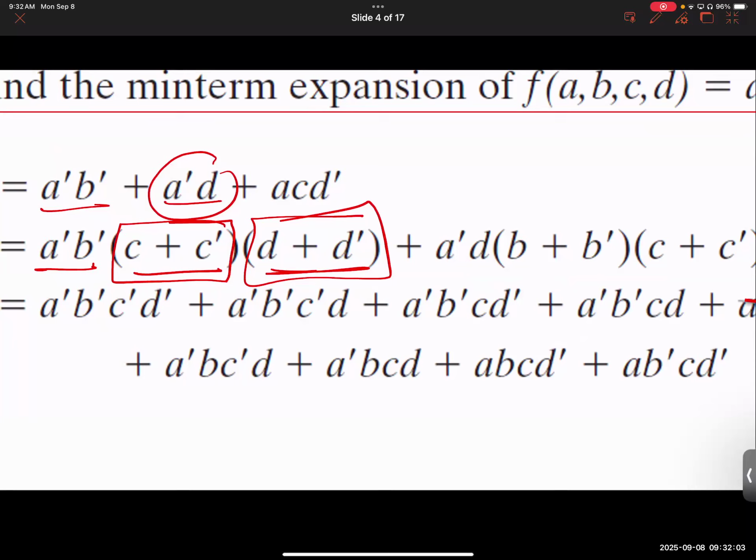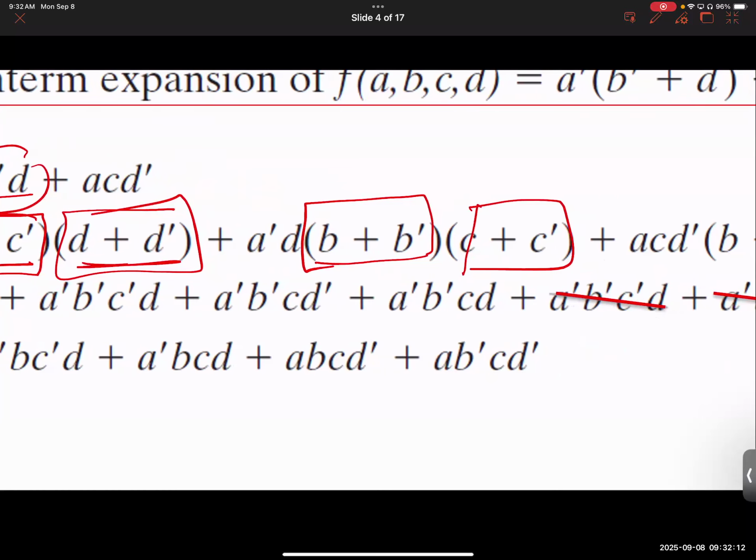Okay, how about this one? You have A and D. What you don't have? You don't have B and C. So I'm gonna forcefully incorporate B plus B prime and C plus C prime.